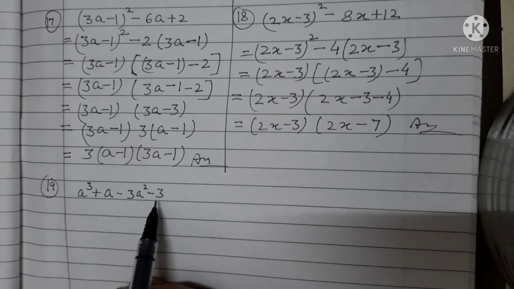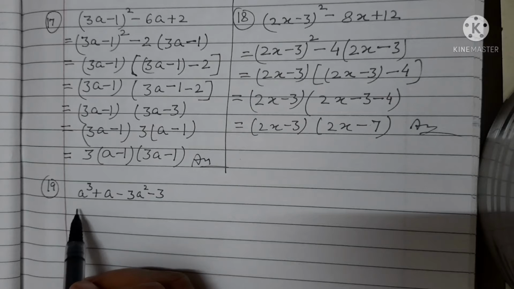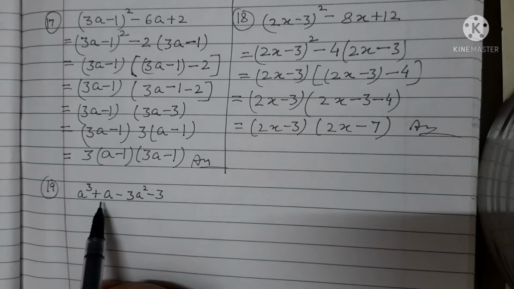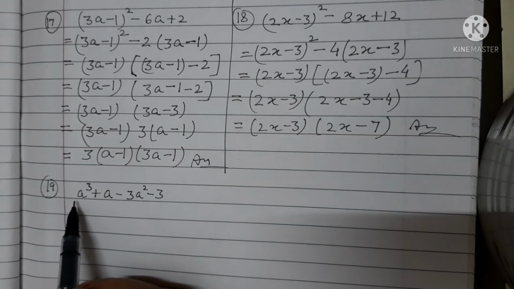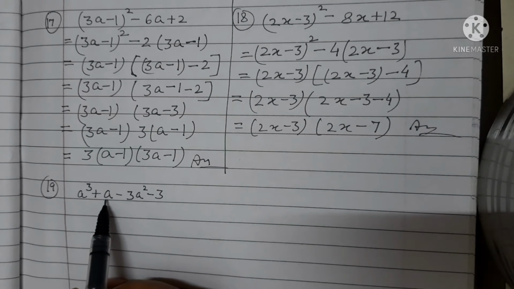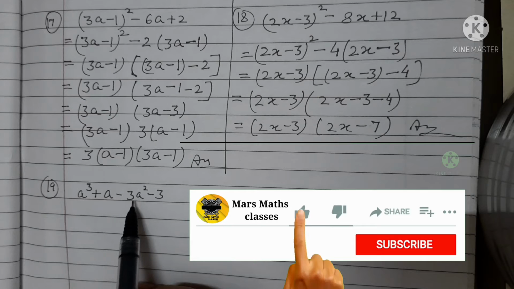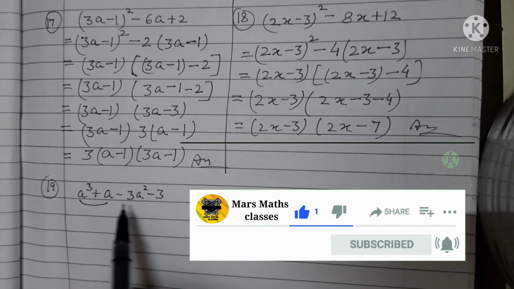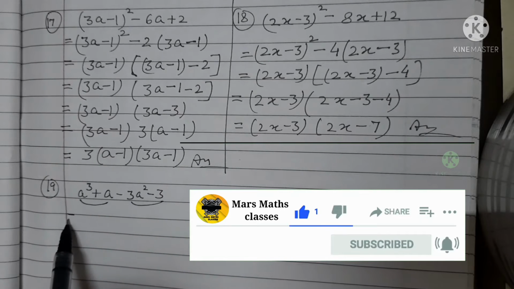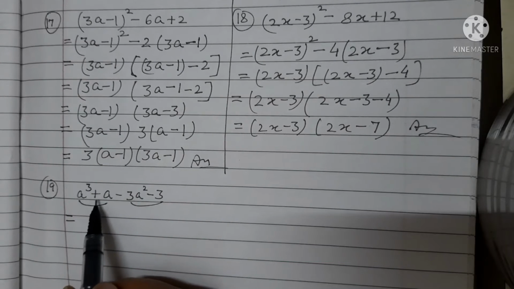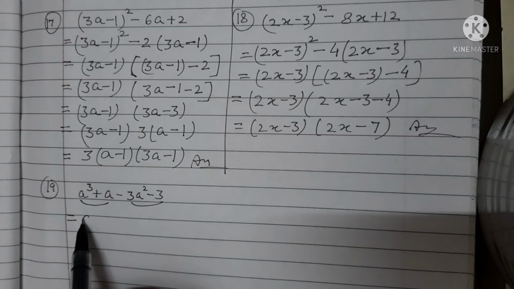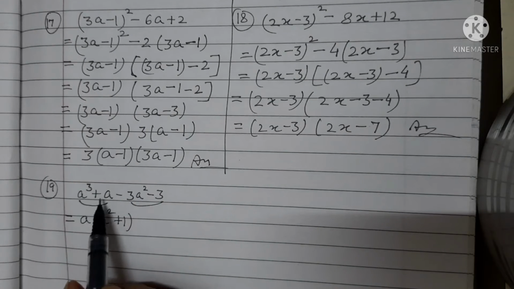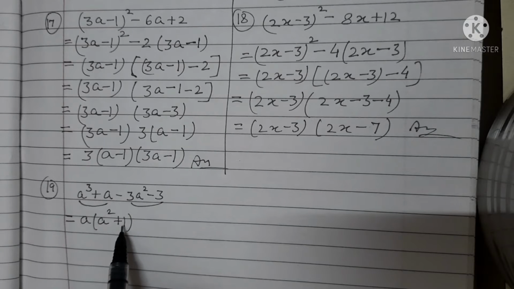Now look at all the terms for grouping, which will be best. Here a cube and a, and here minus 3a square and 3. So first you try these two as a group, and let's see what happens. Here you can take a as common, so a square plus 1 is the remaining part of the term.